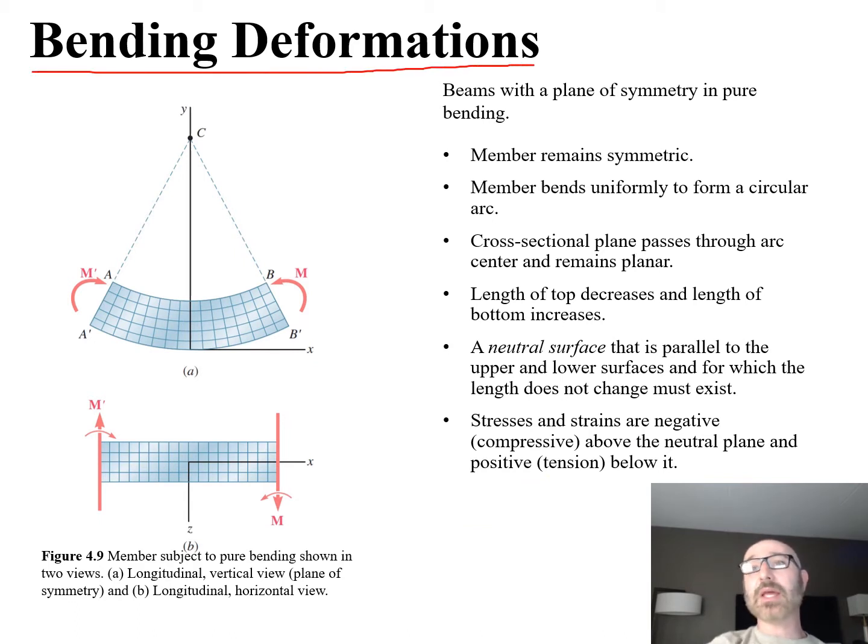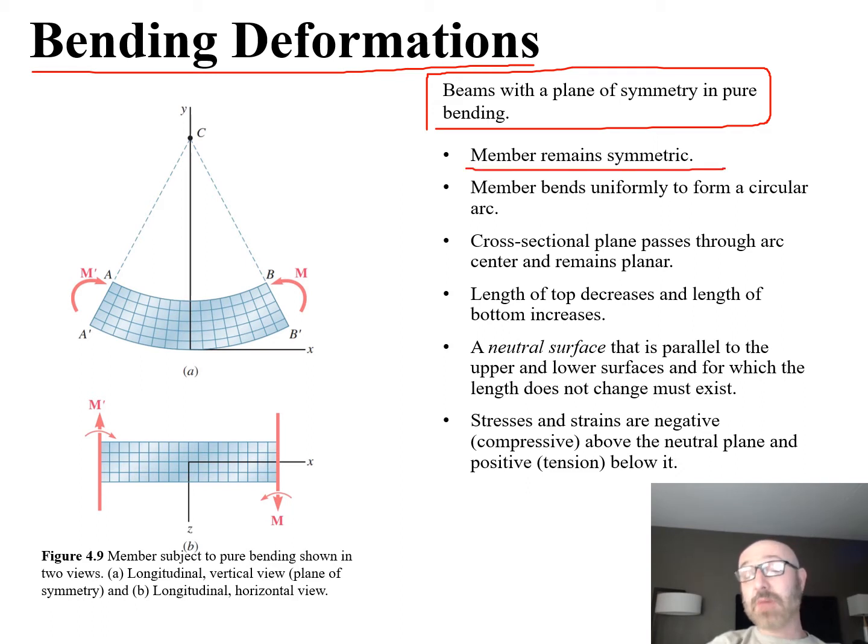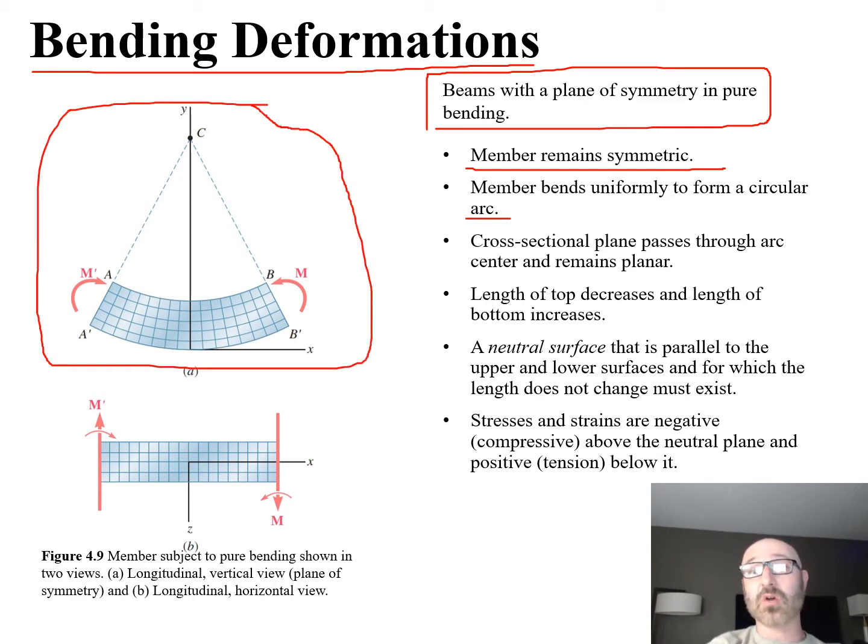So beams with a plane of symmetry in pure bending are what we're dealing with here, which is a simplified case. Within this case, members are going to remain symmetric, and the member bends uniformly into a circular arc. We can see this illustrated over here. Also, the cross-sectional plane passes through the arc center and remains planar.